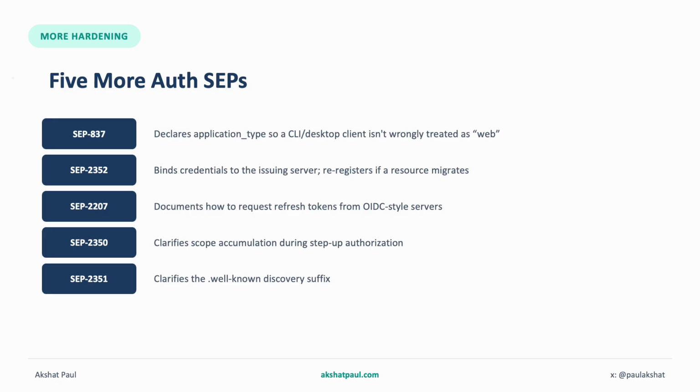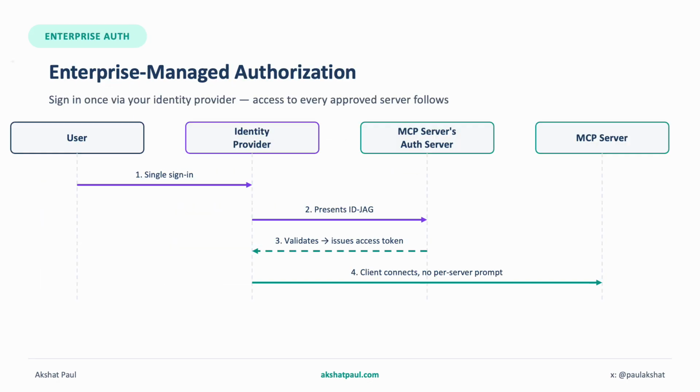None of these make headlines on their own. Together, they're the difference between a protocol that's theoretically secure and one that's secure in the messy reality of real OAuth deployments. This is the other big piece of the release, Enterprise-Managed Authorization, or EMA, and it just went stable, adopted already by Anthropic, Microsoft, and Okta.